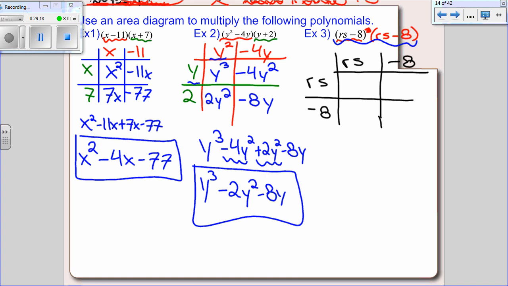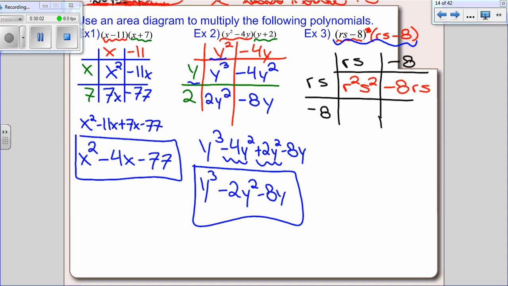Now I fill out the inside. rs times rs would be r squared s squared. Right? Letters go with letters. So r and r could multiply together, and s and s could multiply together. It doesn't become 2rs, which is what I think a lot of people would do. R squared s squared. The next one would be negative 8rs. The next one would be another negative 8rs. And the last one would be a positive 64.